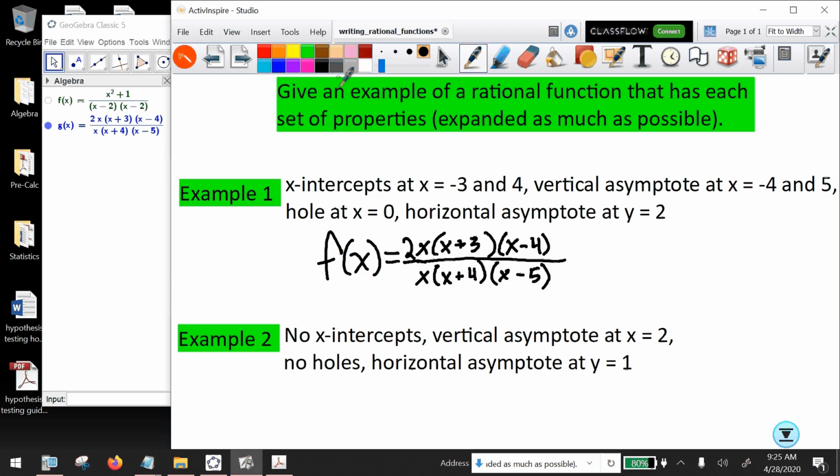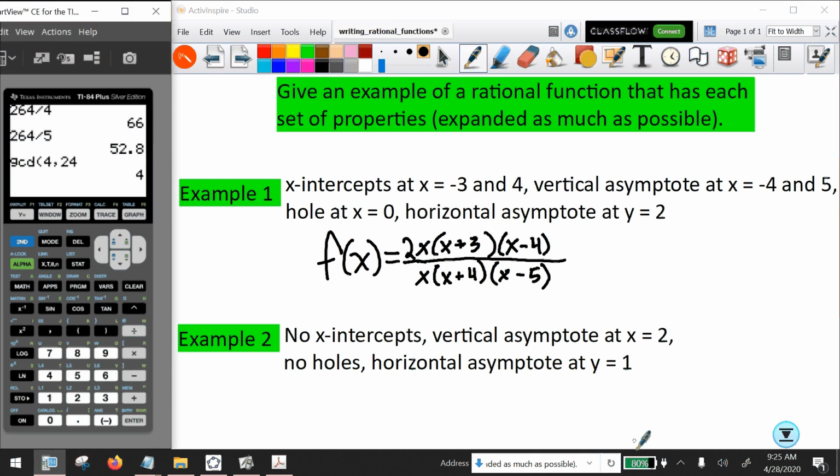In this problem, we're asked to create a function with no x-intercepts, a vertical asymptote at x equal to 2, no holes, horizontal asymptote at y equal to 1. So we're going to just start with the fact that it has no x-intercepts. So there are no zeros that appear in the numerator that do not appear in the denominator.